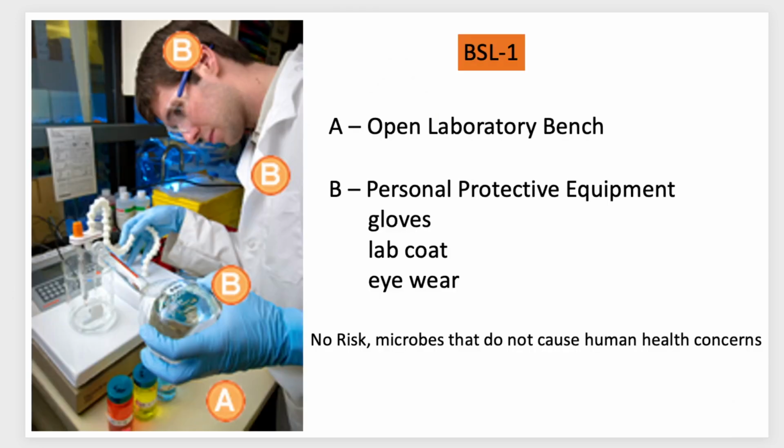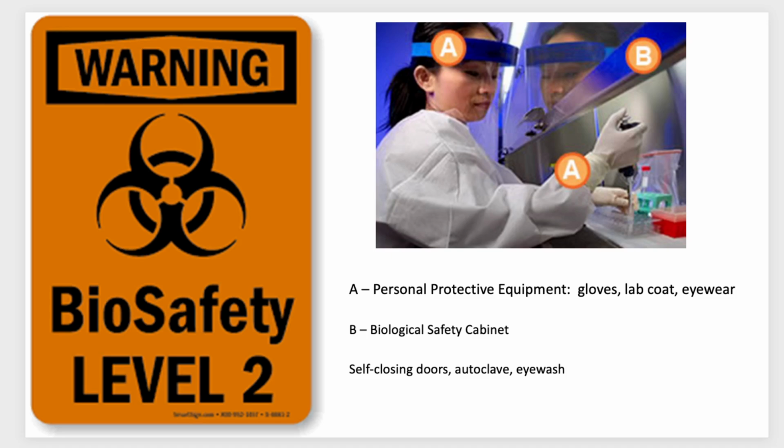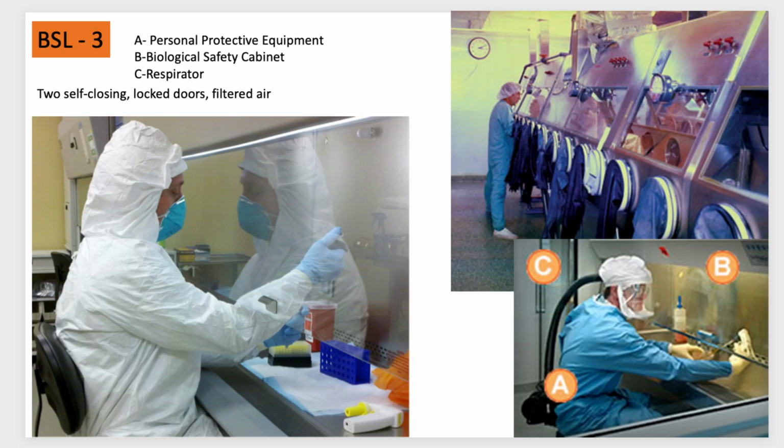For BSL 1, you'll have open laboratory benches. You'll wear PPE, but it's really not any risk here anyway. So the microbes are not going to cause serious human health concerns in a BSL 1 lab. For BSL 2, it gets a little more serious. Use PPE. Might have coats. You might have to separate everything into safety cabinets. And then you want to have self-closing doors, as well as an autoclave to disinfect materials.